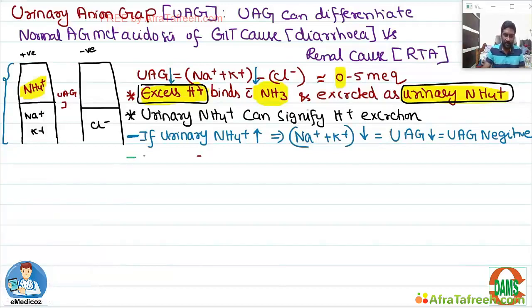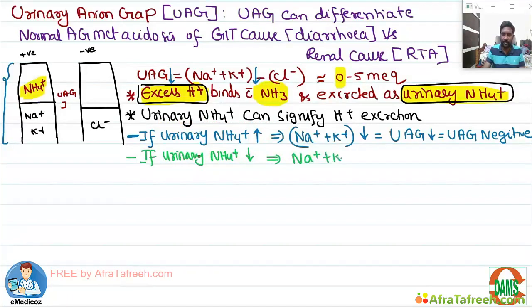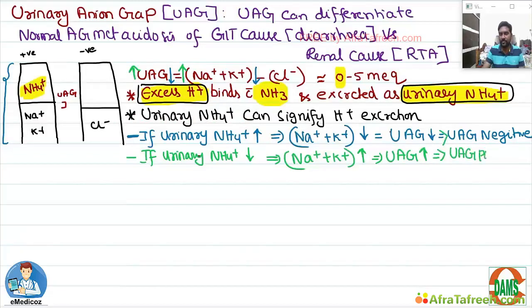Now coming to the second scenario, if because of some disease, urinary NH4 plus is not at all found, it is significantly decreased. So automatically what will happen to Na plus K plus? It will increase. Whenever Na plus K plus increases, urine anion gap increases. It is simple mathematics. So what is urine anion gap increase also called? Anything more than 0 is positive, anything less than 0 is negative. So urine anion gap is positive here.